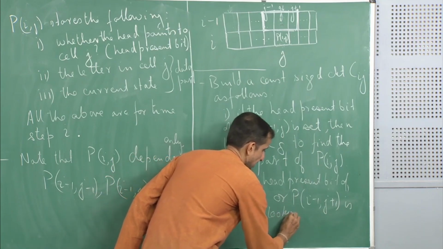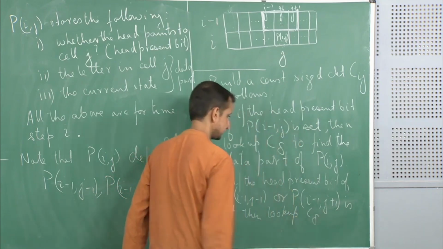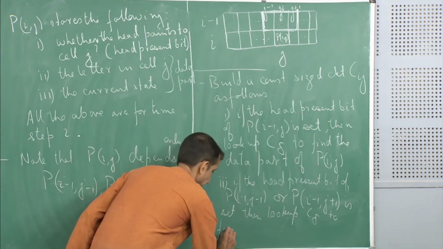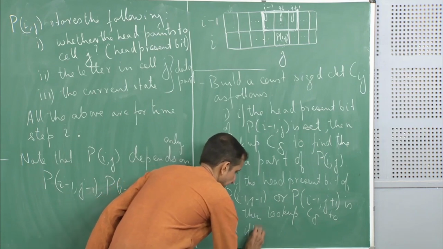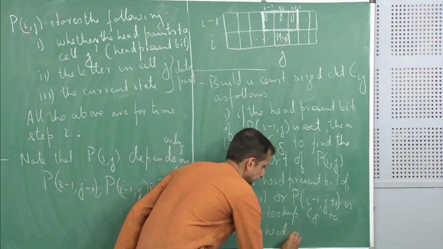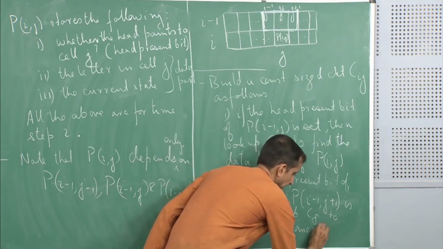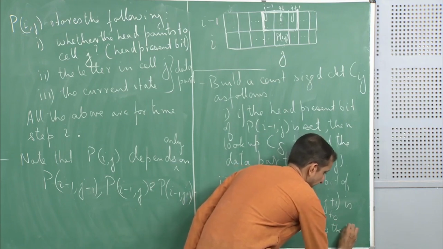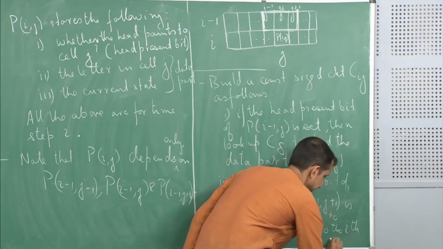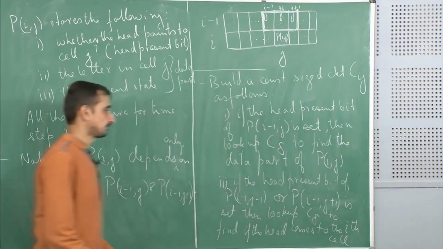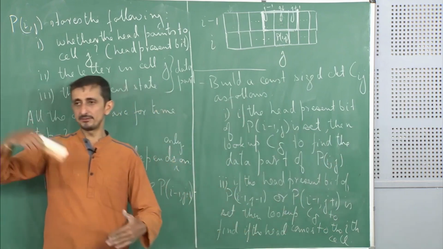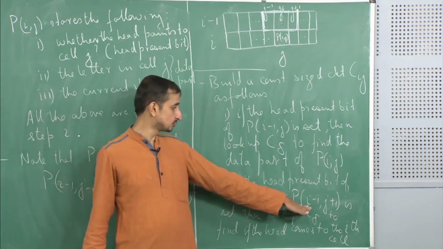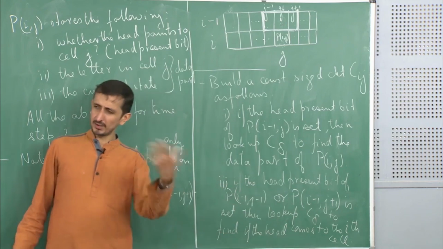then look up C delta to find if the head comes to the ith cell. Okay. Now, the head can come to the ith cell only from either i minus 1 or i plus 1. So, if the head position bit of either of these two entries were set, you look at both those entries.